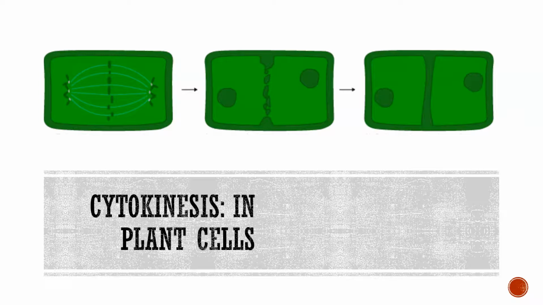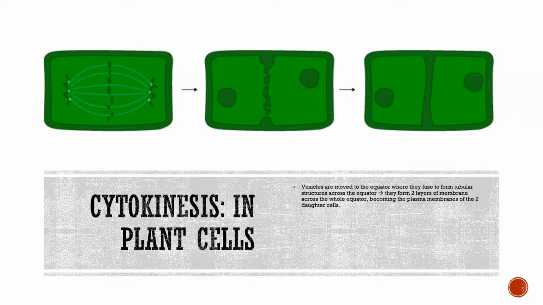Having a look at this in plant cells, vesicles are formed to the equator where they fuse to form tubular structures. So here, tubular structures across the equator of the cell. They form two layers of a membrane across the whole equator, forming plasma membranes of the two daughter cells. So here we've got mitosis occurring. Now we've got this cytokinesis occurring here. We've got these vesicles lining up, and then they form a double membrane along the center of the two daughter cells.